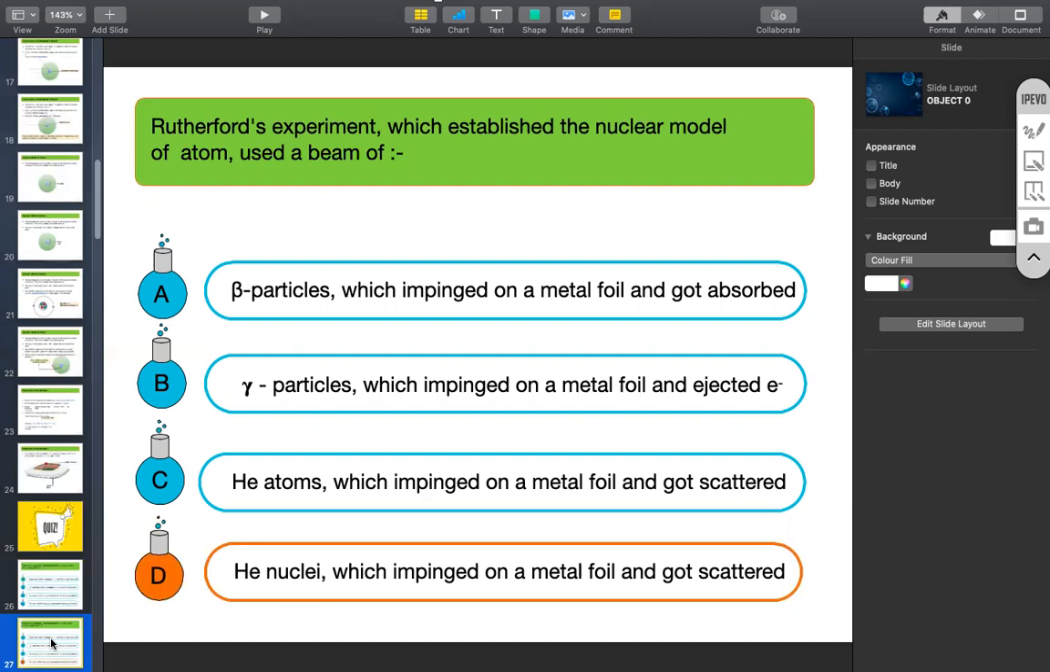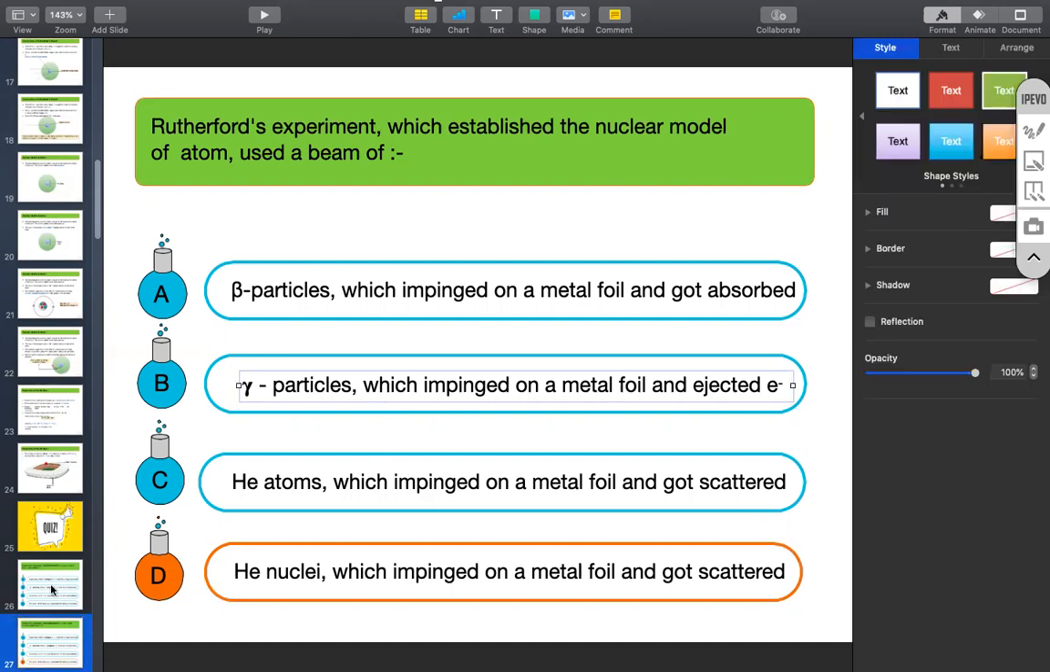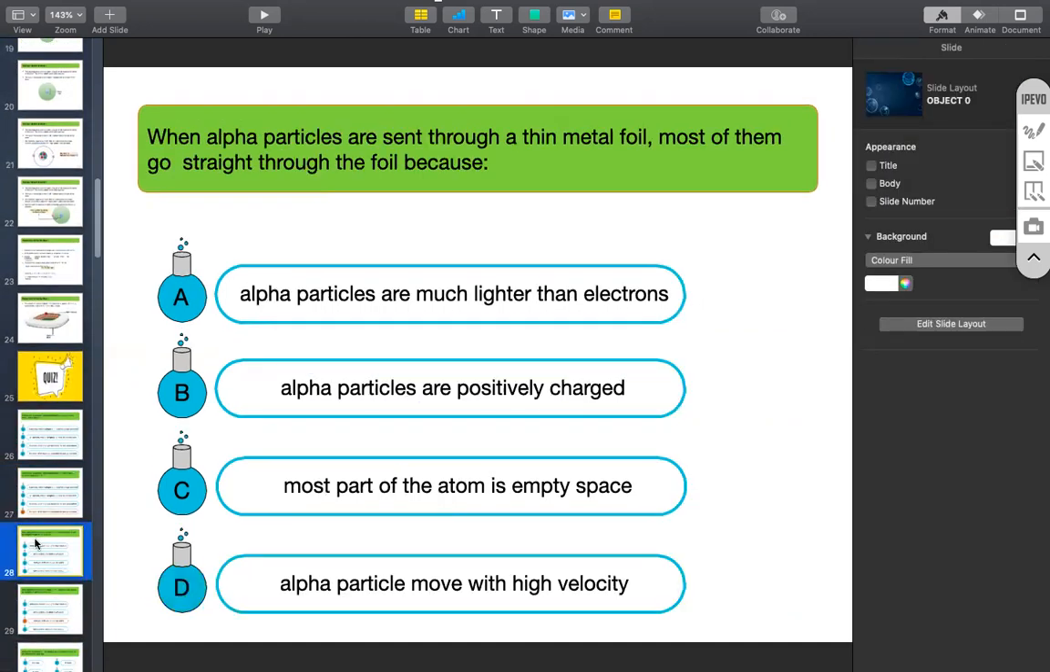Because for helium nuclei you don't put helium atom. Helium atom is He. Helium nuclei is He2 plus. I told you, helium ion or He2 plus ion or helium nuclei, all three are the same. This is gamma particle. Gamma particle is different. You will learn the detail in physics. Yes. Next question.